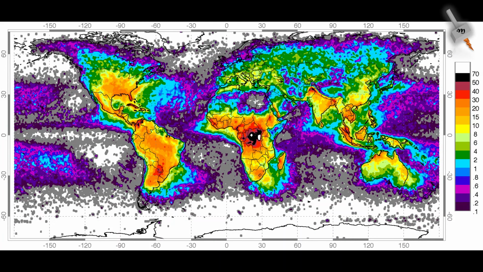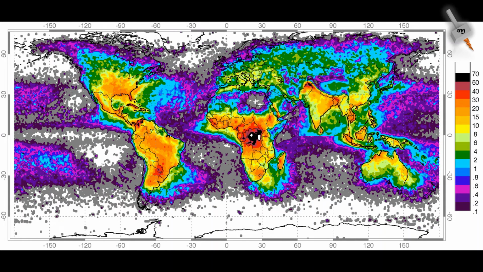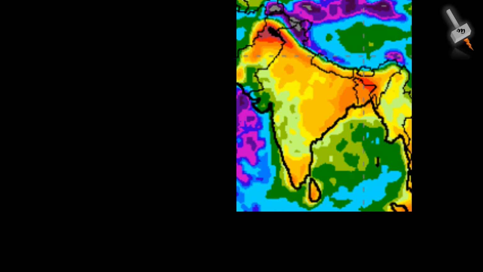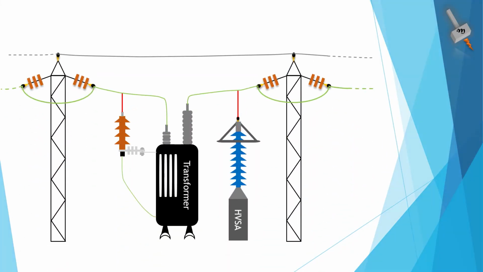This is a plot of the lightning flash collection rate for the world, and this plot is the lightning flash collection rate for India. The length of the conductor under study will be considered as the lightning flash collection area, which depends on the length of the conductor within a span and the number of spans. The product of lightning flash collection rate with lightning flash collection area will give us the lightning flash rate for the span.